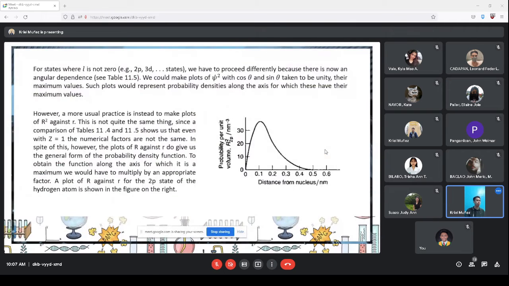Yeah. Okay, so we could make plots of the psi square, or the wave function, with cosine theta and sine theta taken to be unity. Yun kasi maximum nila, right? So yun yung maximum value ng sine theta or ng cosine theta, is equal to 1. So for sine theta, mag-equal siya sa 1 kapag naka pi tayo. Tama ba? Let's do it.